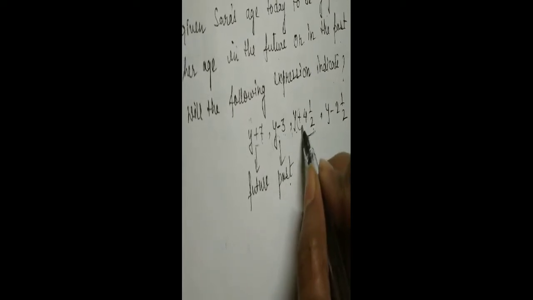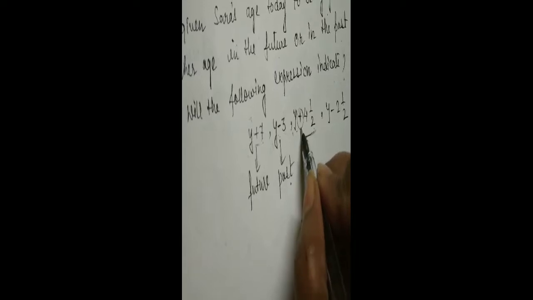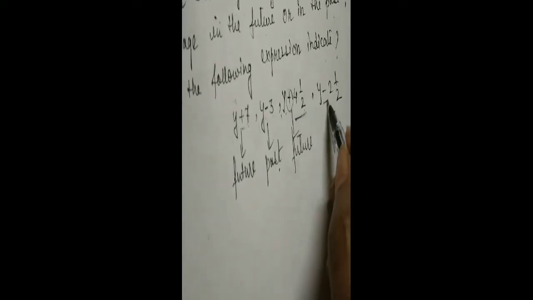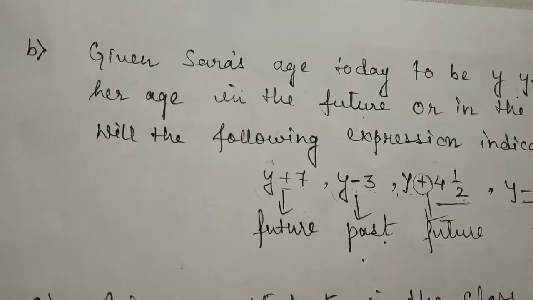Now, y plus 4 1 by 2. Instead of solving this part, just focus on the sign here. Here a plus sign is given. So obviously this can be her age in future. So it will be future. Now in the last, the minus sign shows this can be her age in the past. So it will be past. So this was B part.